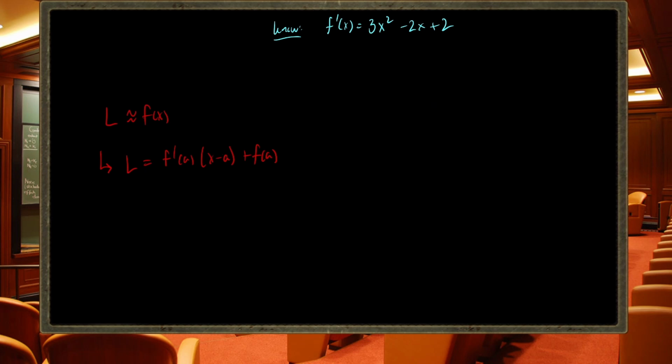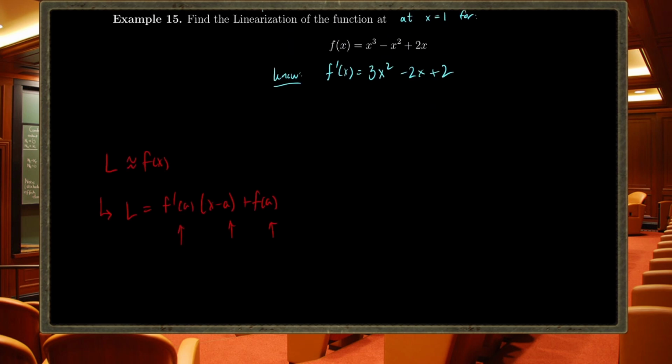So what do we need? Well, we need f prime of a, we need a, we need f of a. All right, so we have x equals a. We actually don't have the height of the function or where we're at yet. So we need to go ahead and find that.